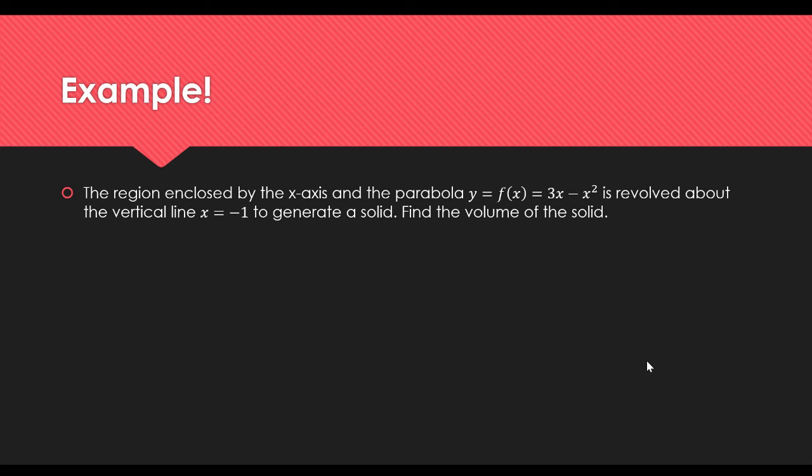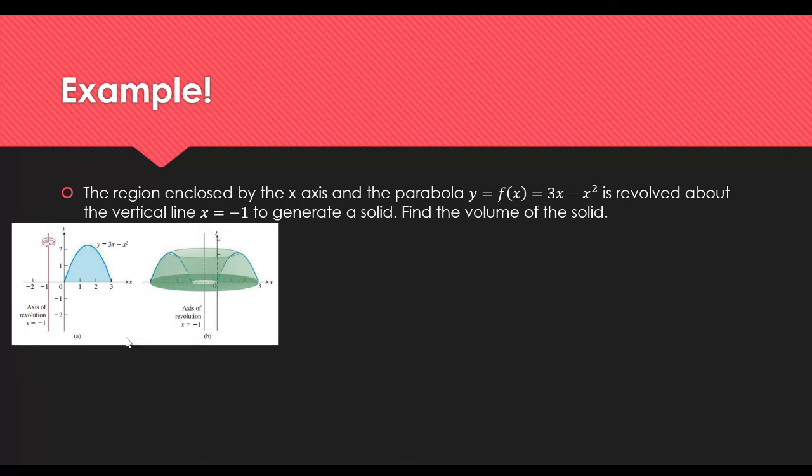Our first example says the region enclosed by the x-axis and the parabola y equals f of x equals 3x minus x squared is revolved about the vertical line x equals -1 to generate a solid. We want to find the volume of the solid. So a picture of that, here's our parabola, 3x minus x squared, and we're revolving it around this line, x equals -1. So when that happens, we get this kind of shape. It kind of looks like a jello mold or like a bundt cake.